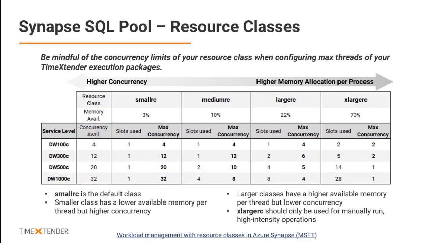Right. There's also resource classes. Now, I'm not going to go into too much detail, but users that are querying Azure Synapse or running stored procedures in Azure Synapse are assigned to a resource class, and that can define the amount of concurrency, how many different processes they can run simultaneously, as well as how much memory is allocated to a single process. So of course, the larger ones have more available memory but a much lower concurrency, while the smaller ones have lower memory but can run at a higher concurrency.